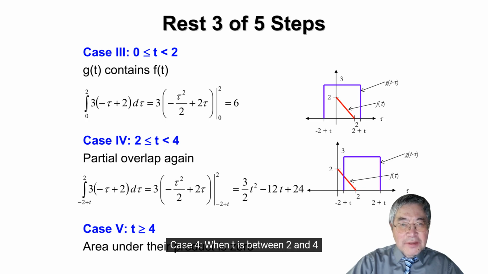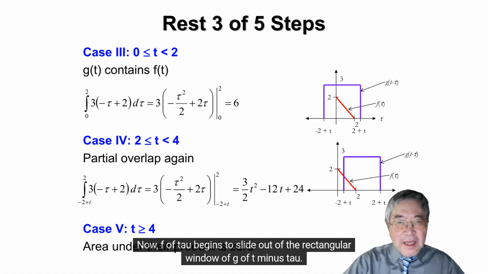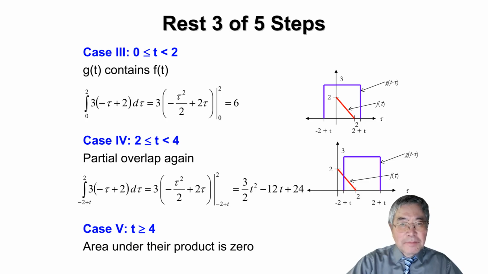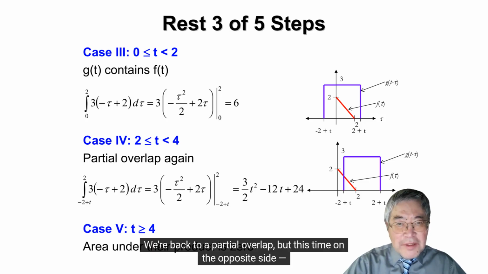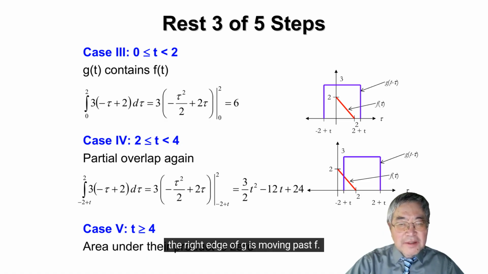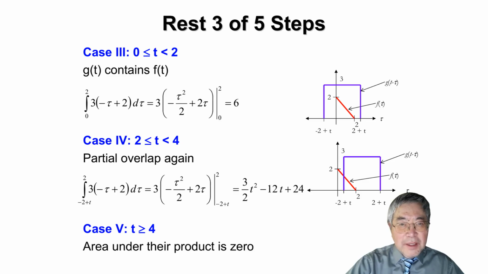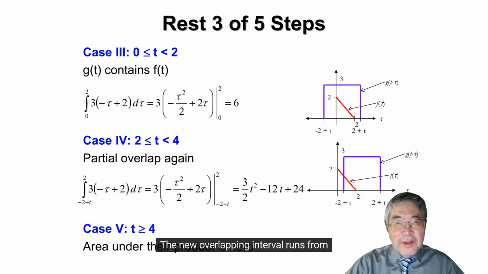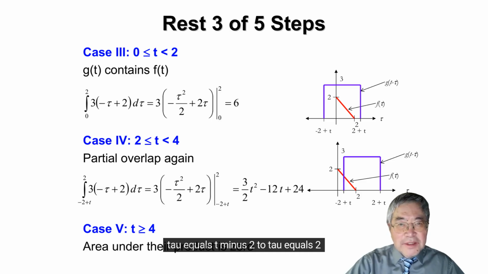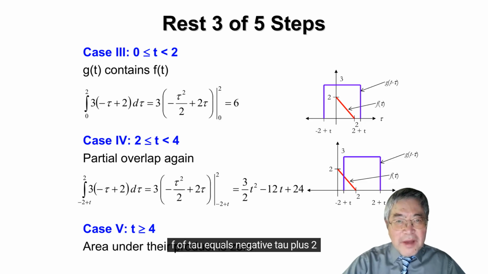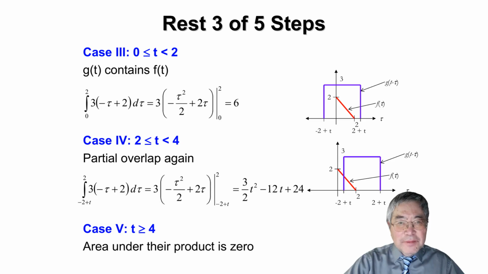Case 4, when t is between 2 and 4. Now f of tau begins to slide out of the rectangular window of g of t minus tau. We're back to a partial overlap, but this time on the opposite side. The right edge of g is moving past f. The new overlapping interval runs from tau equals t minus 2 to tau equals 2. Again, we use f of tau equals negative tau plus 2. G of t minus tau equals 3.